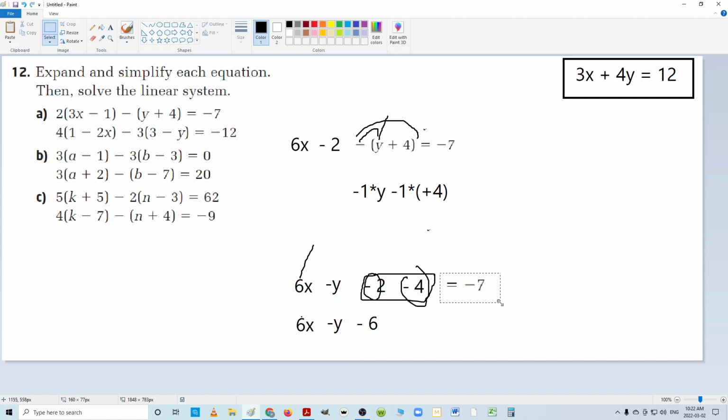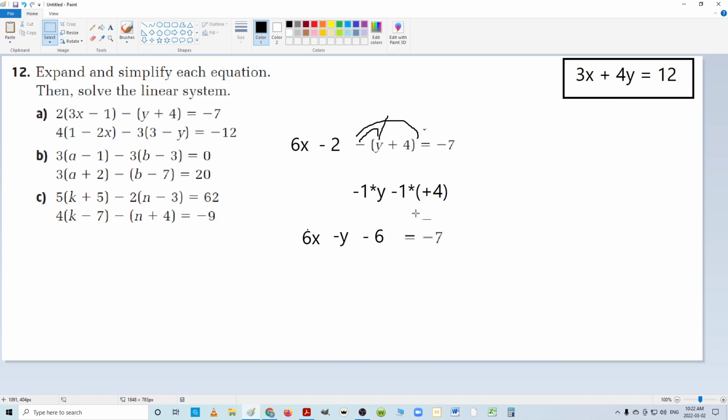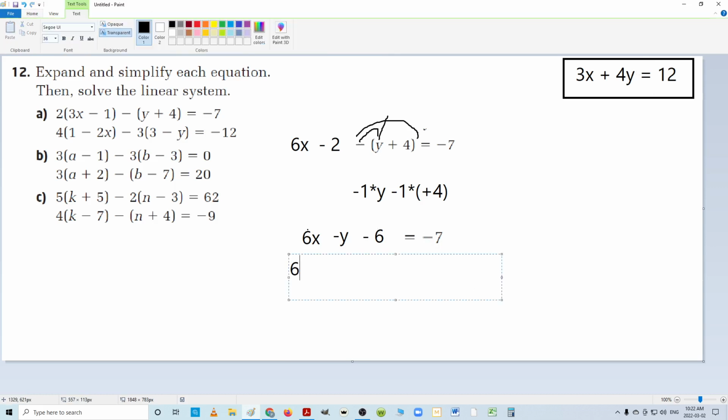Am I close to the top right? Yes, I am. I'm very close. I just can see that I have a number over here and a number on the right side. So how do I get all the numbers to the right side like this? Well, I'm going to add 6 to both sides. So I get 6x minus 1y, essentially 1 times y, but we just put minus y. Minus 6 plus 6 on the left, and then the minus 7, we're going to add 6 to both sides.